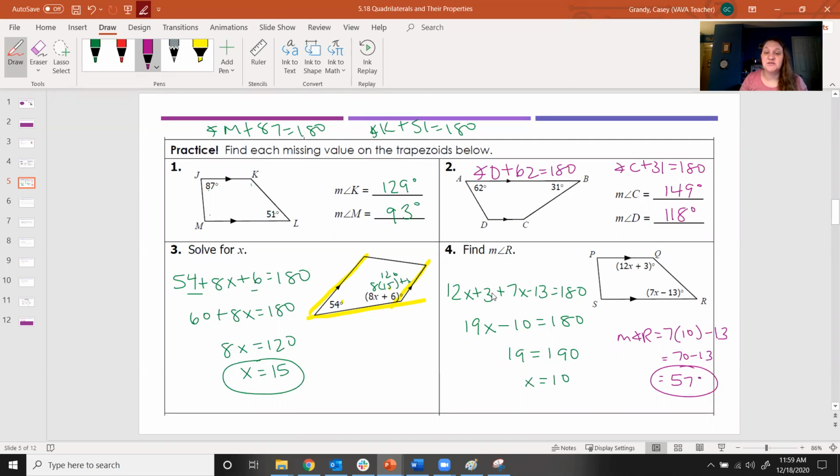Combine your like terms. 12x and 7x is 19x. Positive 3 and a negative 13 gives you negative 10. I added 10 to both sides and then divided by 19. If this was a multiple choice question, 10 would have definitely been an option, but 10 does not answer the question. Because it says find the measure of angle R, I'm going to take that 10 and plug it into the expression for angle R. So 7 times 10 minus 13. So the measure of angle R is indeed 57.